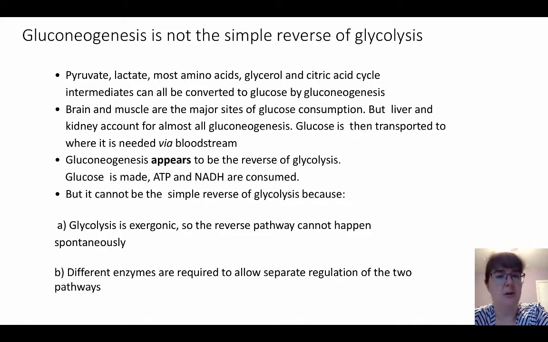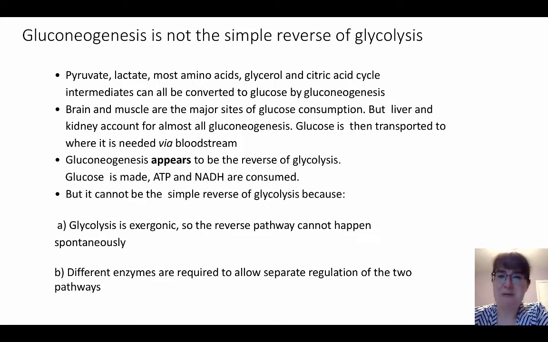Both brain and muscle are going to be the major sites of that glucose consumption. But your liver and your kidney are going to account for almost all of the gluconeogenesis. So your brain and your muscle is what needs that fuel, but the brain and your muscles are not the ones that are going to be producing it. So in the human body, we're going to need the bloodstream to actually carry and transport the glucose from the liver and kidneys to the brain and muscles.